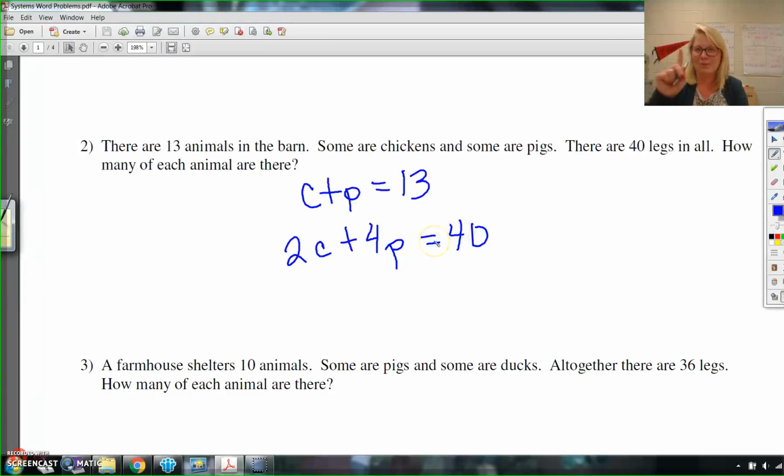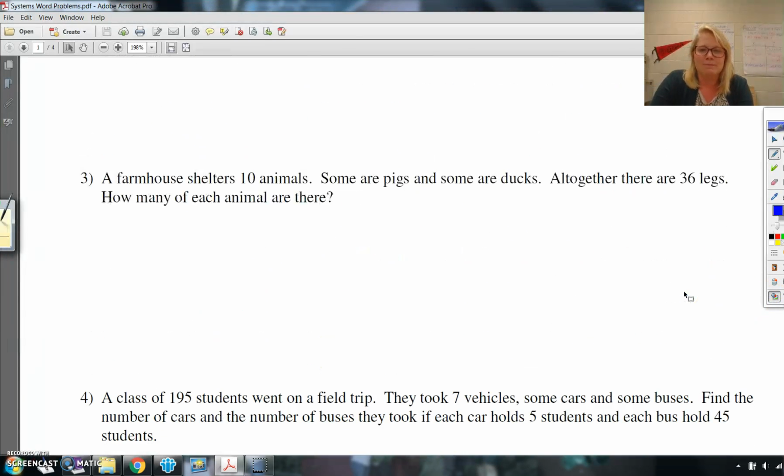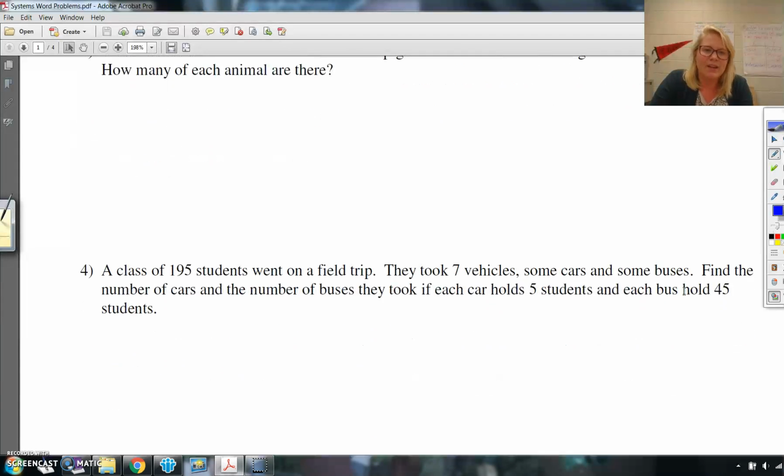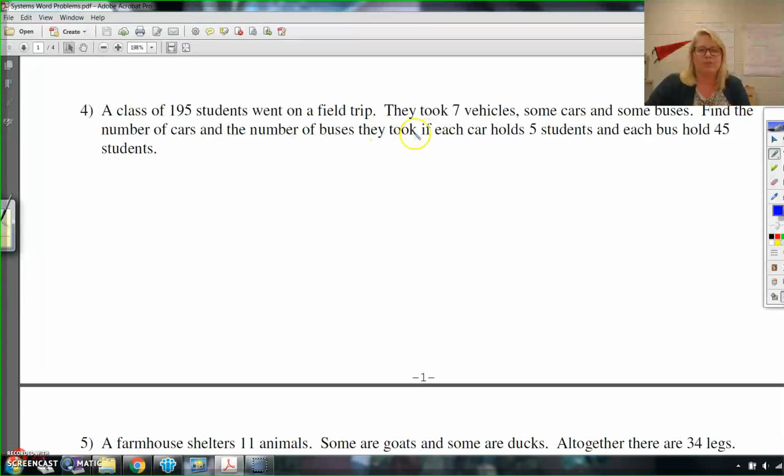So let's do one more, okay? Let's do this since we're going on a field trip soon. A class of 194 students went on a field trip. They took 7 vehicles. Some were cars, some were buses. Find the number of cars, the number of buses.